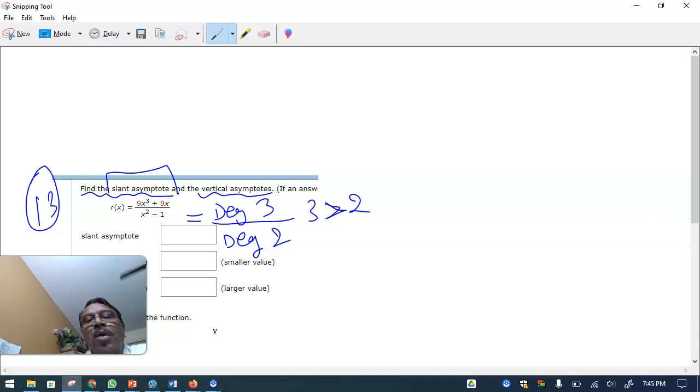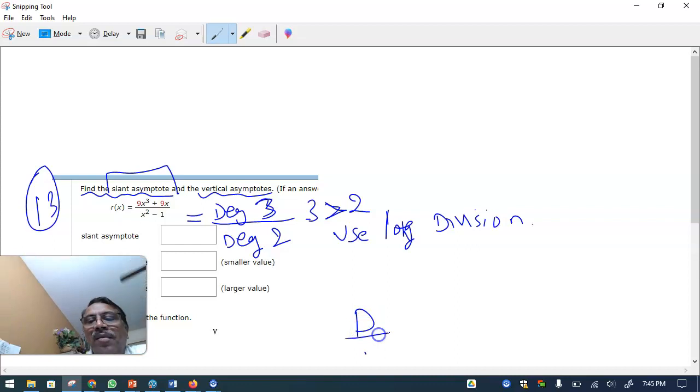So in order to do this, because of the degrees, we have to use the long division method, so that we make the degree of the denominator bigger than the degree of the numerator. So how do we do that? Let's see. If I have dividend over divisor, can we write it as quotient plus remainder over divisor?